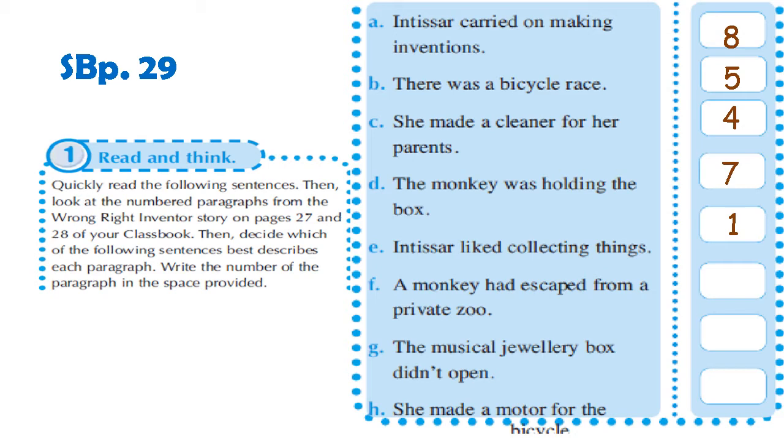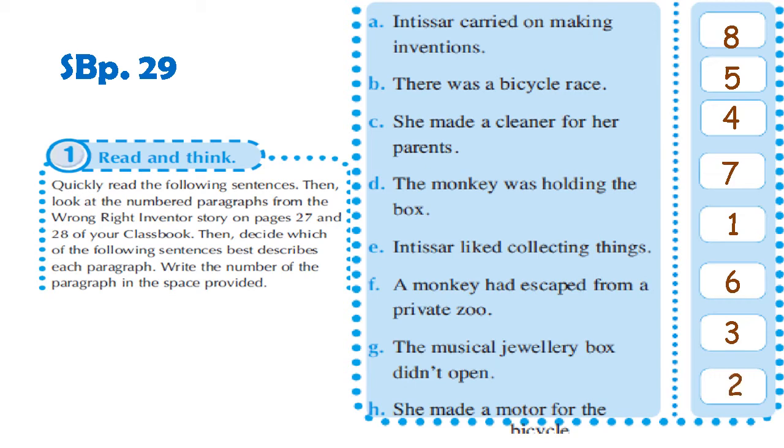Intisar liked collecting things. This is paragraph number 1. If we look at letter F, a monkey had escaped from a private zoo. So this is paragraph number 6, very good. The musical jewelry box didn't open. So we have paragraph number 3. And the last one, H, she made a motor for the bicycle.